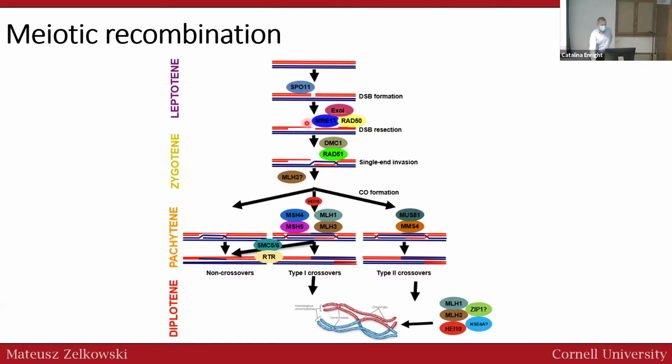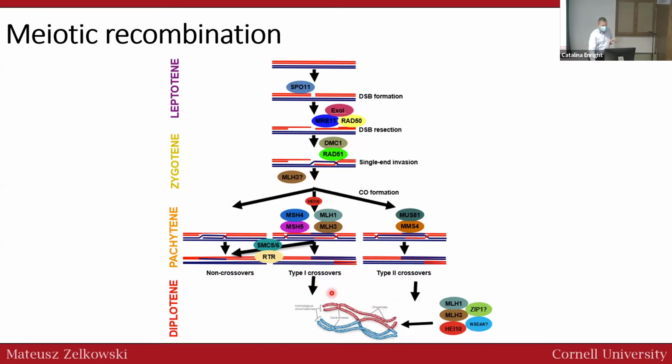Then this double strand break is processed to have single-stranded overhangs in zygotene, and these overhangs start to invade the homologous chromatid and create the crossover intermediate. And this intermediate is resolved into a non-crossover, which is like gene conversion, where only a short fragment is exchanged, or a bigger fragment in the crossover type of exchange.